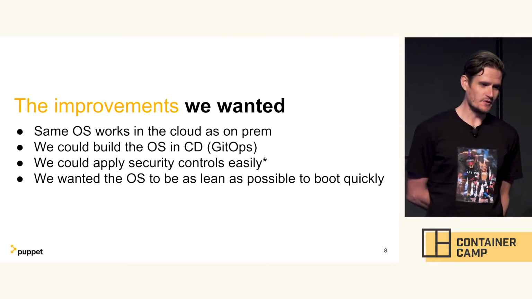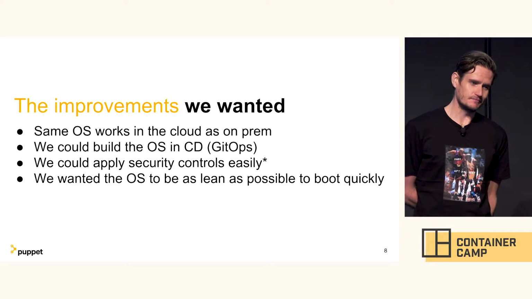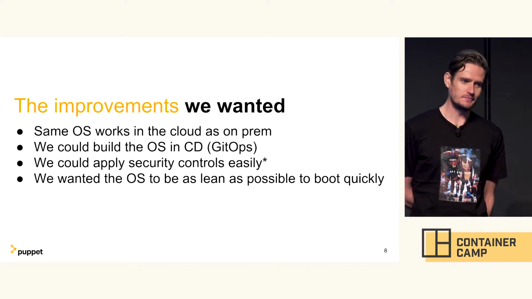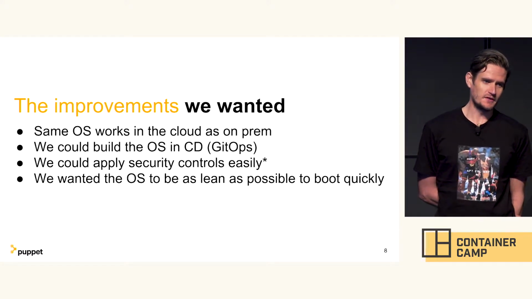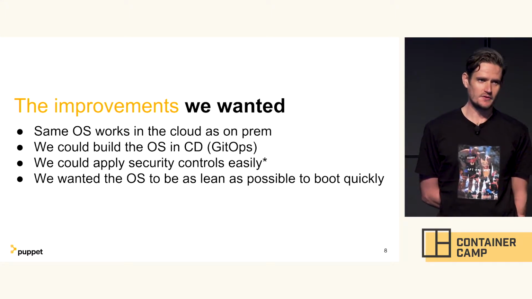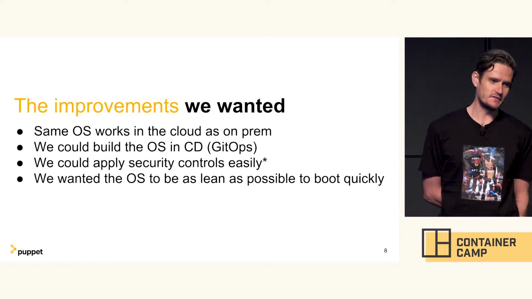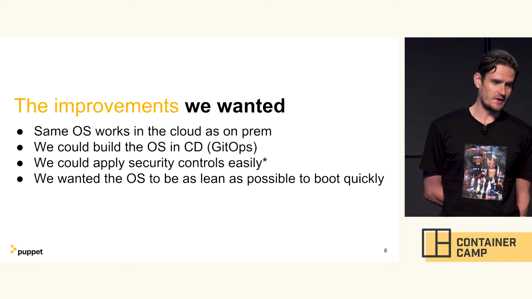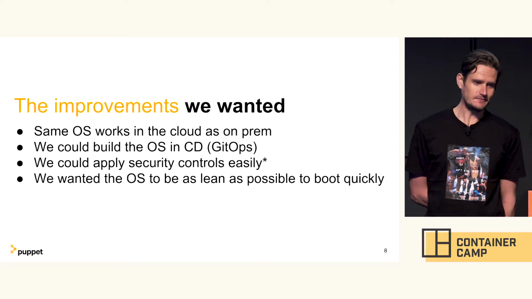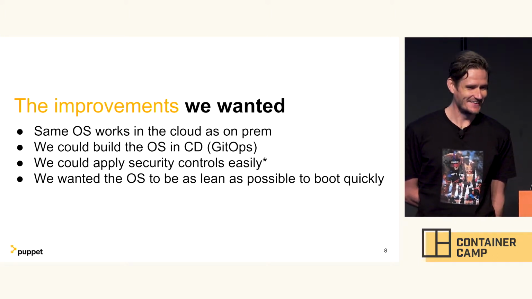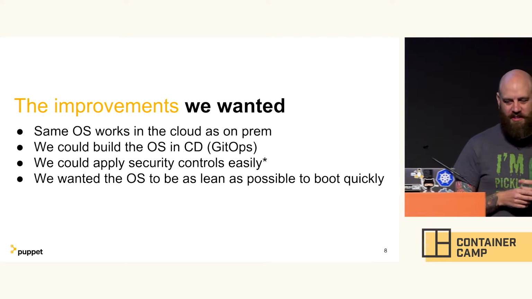Essentially, we wanted to build an OS that works in any cloud provider as well as on-prem. A lot of our customers over in the US and around the world still have a large footprint in technologies like VMware, so we want to include those as well as people looking at cloud-native stuff. We wanted to be able to build the OS in CD using the GitOps workflow that Gabe mentioned earlier. We wanted to be able to apply any security controls that we wanted easily. There's an asterisk, so we'll get back to those security controls. There's a whole talk on these security controls, but I'm going to reference a blog post.